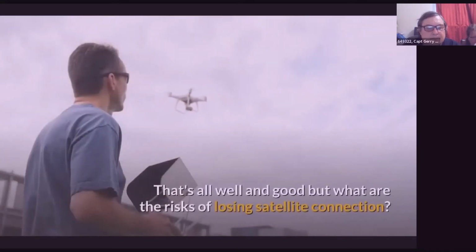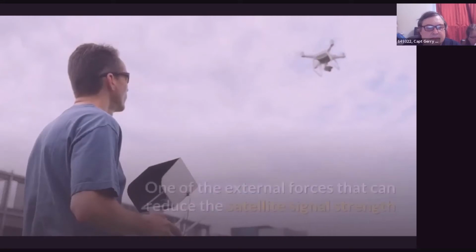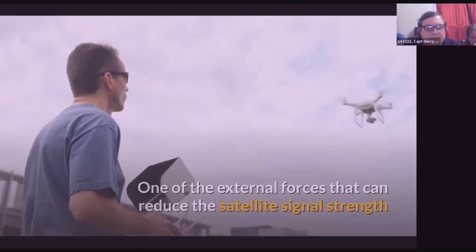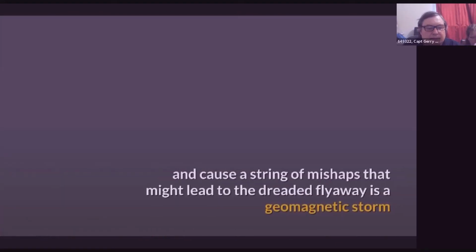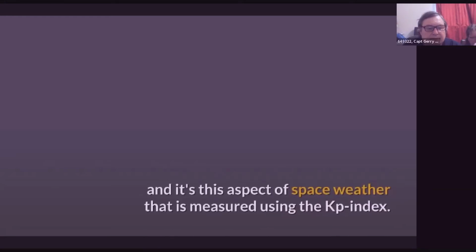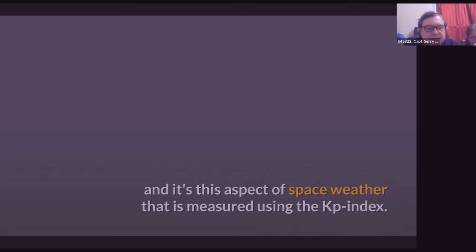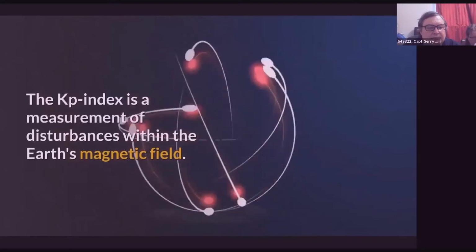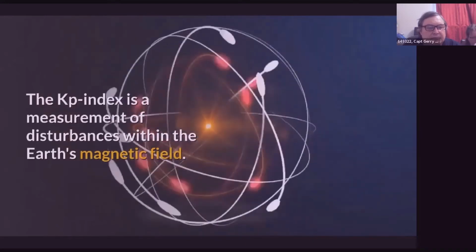That's all well and good, but what are the risks of losing satellite connection? One of the external forces that can reduce the satellite signal strength and cause a string of mishaps that might lead to the dreaded flyaway is a geomagnetic storm, and it's this aspect of space weather that is measured using the KP index. The KP index is a measurement of disturbances within the Earth's magnetic field.